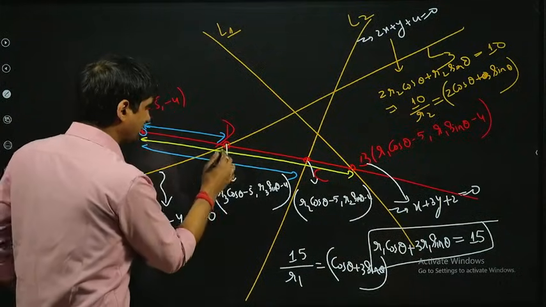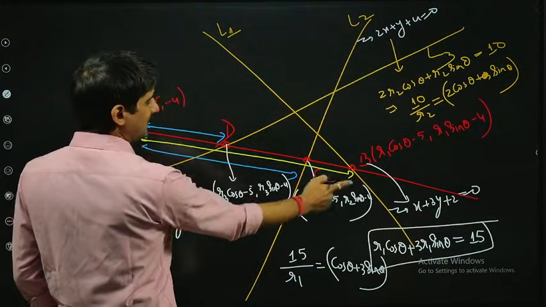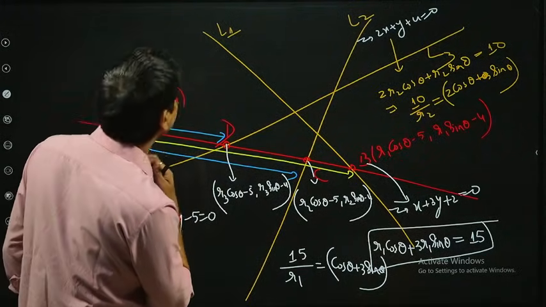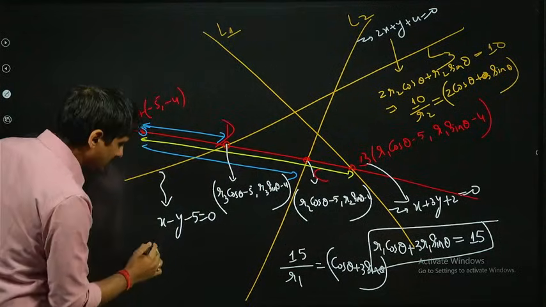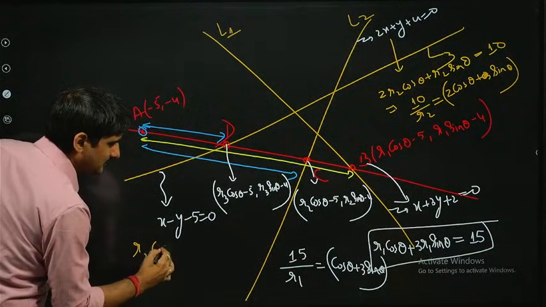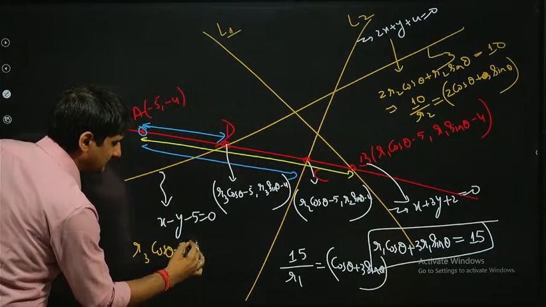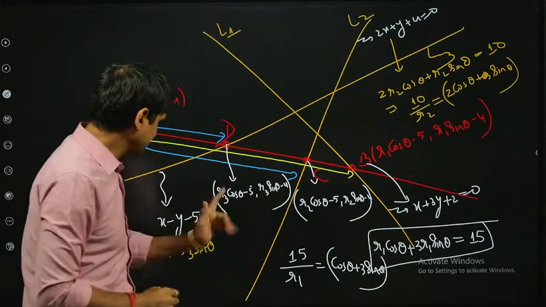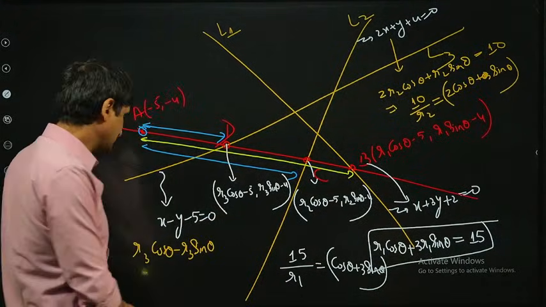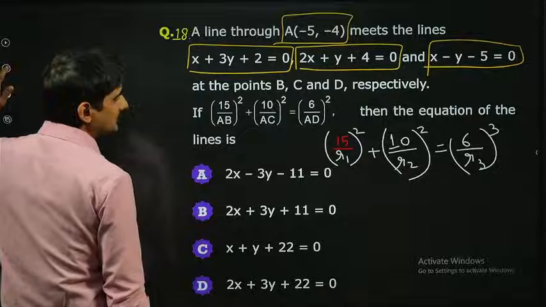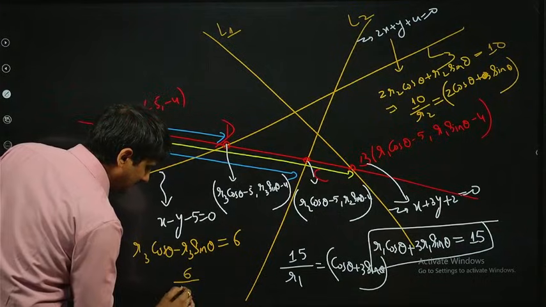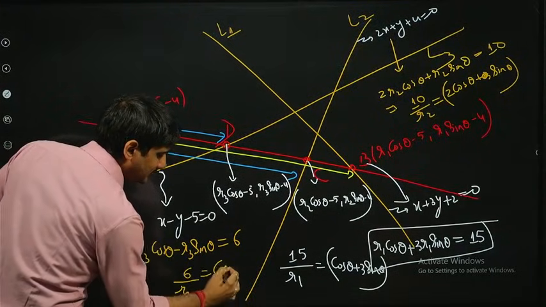Similarly we should get it for D also. So D lies on the third line, yeah, here it is. So r3 cos theta minus r3 sin theta, and then it is minus 5 plus 4 minus 5, so it's 6. So do we have 6 here? We have 6 here, right? So 6 by r3 is equal to cos theta minus sin theta.